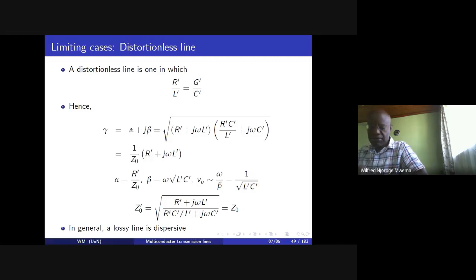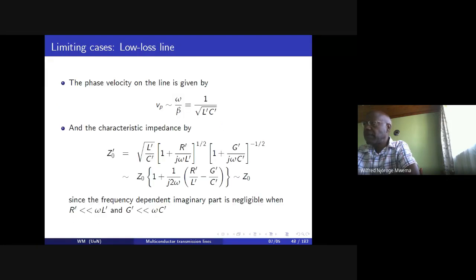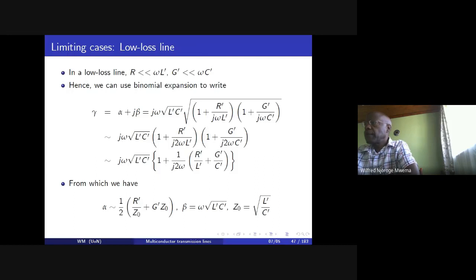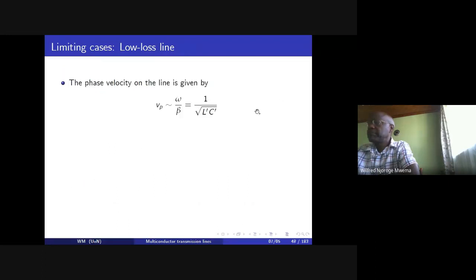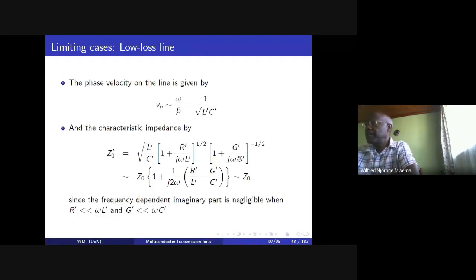Now, what I want you to do as an exercise for the weekend is to work with gamma as written there, not with the distortionless line, of course. We have gamma expressed in that form, and the characteristic impedance expressed in that form there. We did a binomial expansion, and we retained only the first two terms, or the first two linear terms of the expansions for the two expressions.